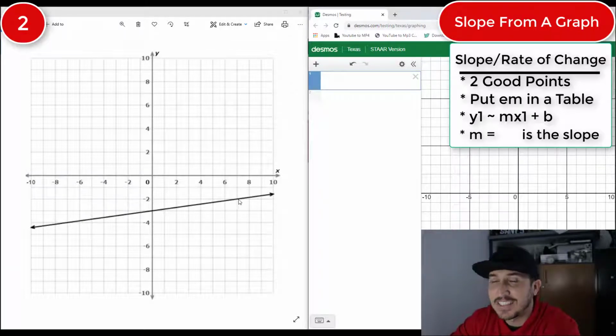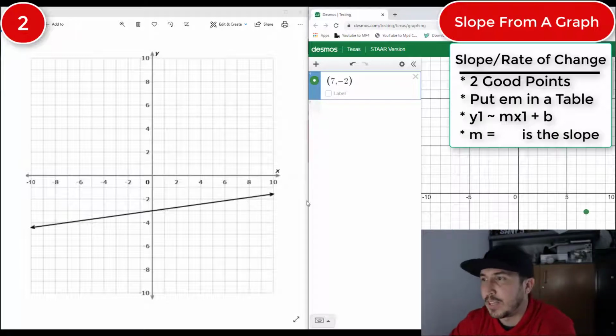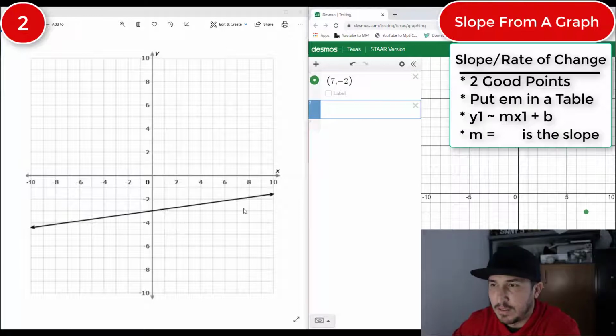No. Yes! This guy looks really good. There's one good point. Let me write him down so I don't forget him. That is 7, negative 2. You have to know how to put points. You have to know how to read a graph. That's algebra. That's before this. There's no more good points going this way. Let's go back the other way now.